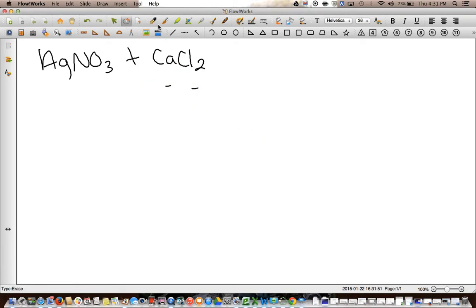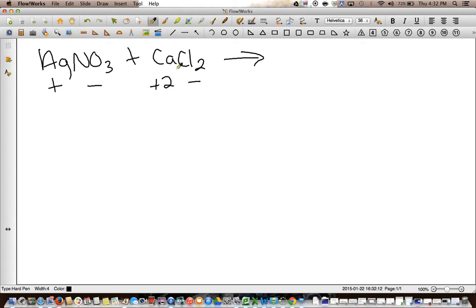All right, so I take a look at this and I can recognize that this is going to be a double displacement reaction. How do I know that? Silver's a positive, nitrate's a negative. Calcium, we said, was a positive 2, and chlorine's a negative 1. So there's 2 cations and 2 anions, so it's a double displacement. 2 things are going to switch places.